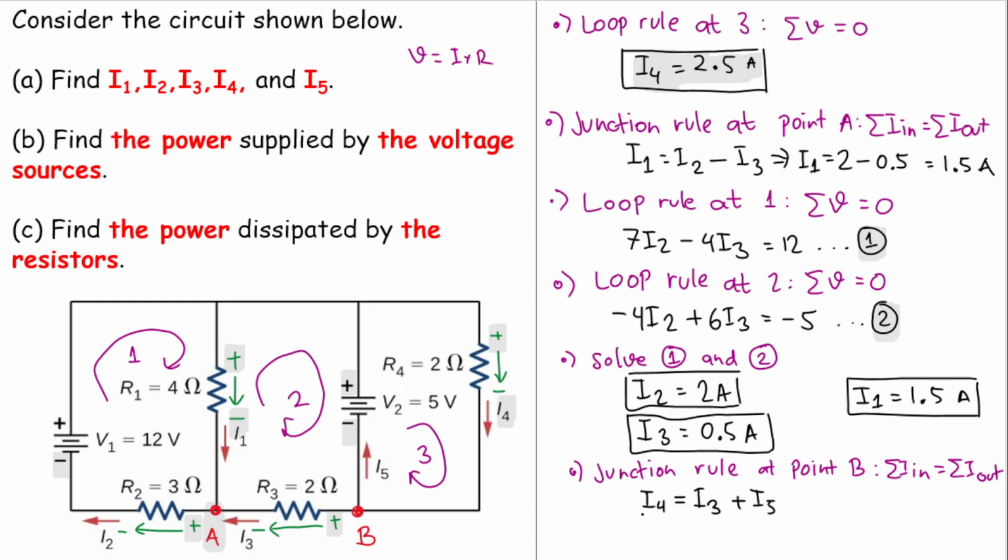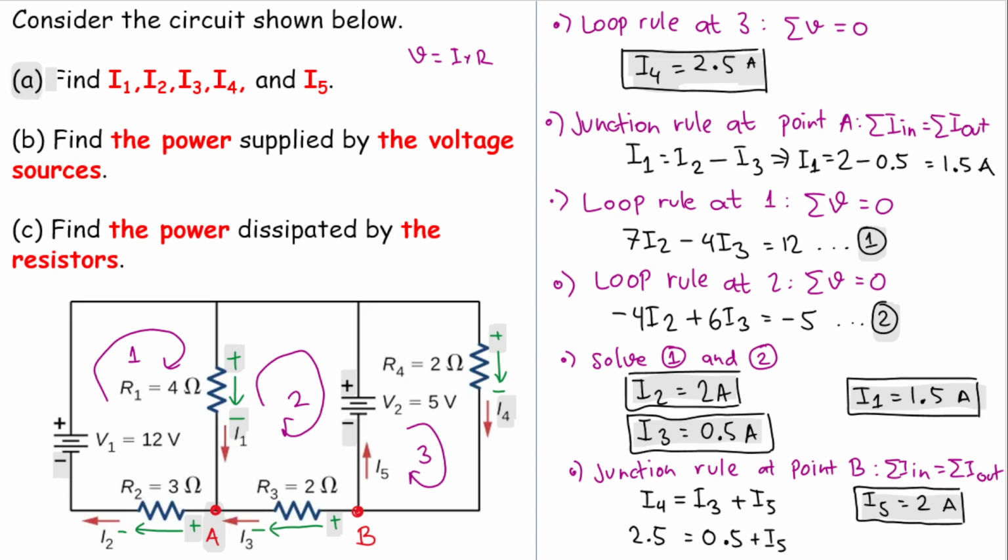However, we have I4 is 2.5, and then I3 is 0.5. So I have 0.5 here plus I5. And from here, we know that I5 is equal to 2 ampere. And we have found all the currents here, I1, I2, I3, I4, and I5. So let's highlight all of them. I1, I2, I3, I4, and I5. Okay, so we have all the values, and that is the answer for question A.